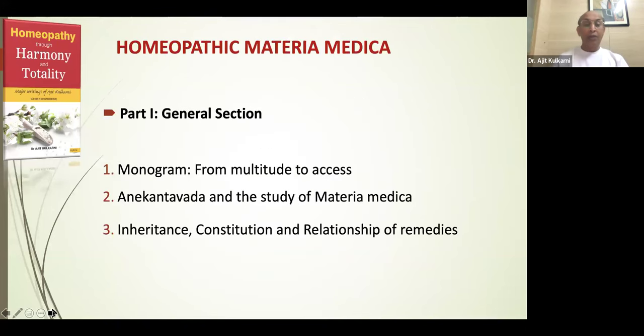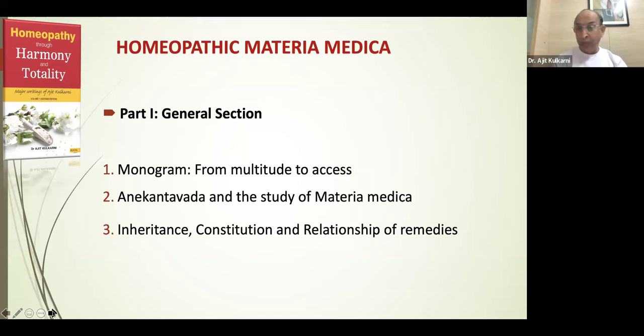About Materia Medica, there is a general section which covers 3 chapters, monogram, from multitude to access. We have the data, we have the components of the data, and then we have an access. So how to go to the destination, how to access the simillimum through monogram. Monogram is a very fantastic idea being followed by many institutes in homeopathy in the world.